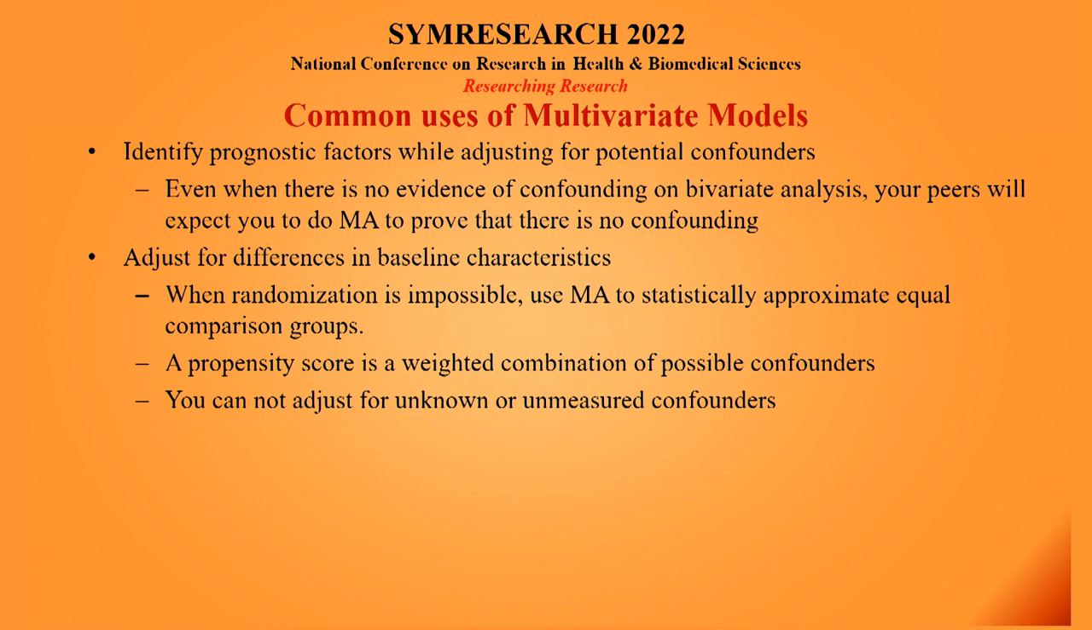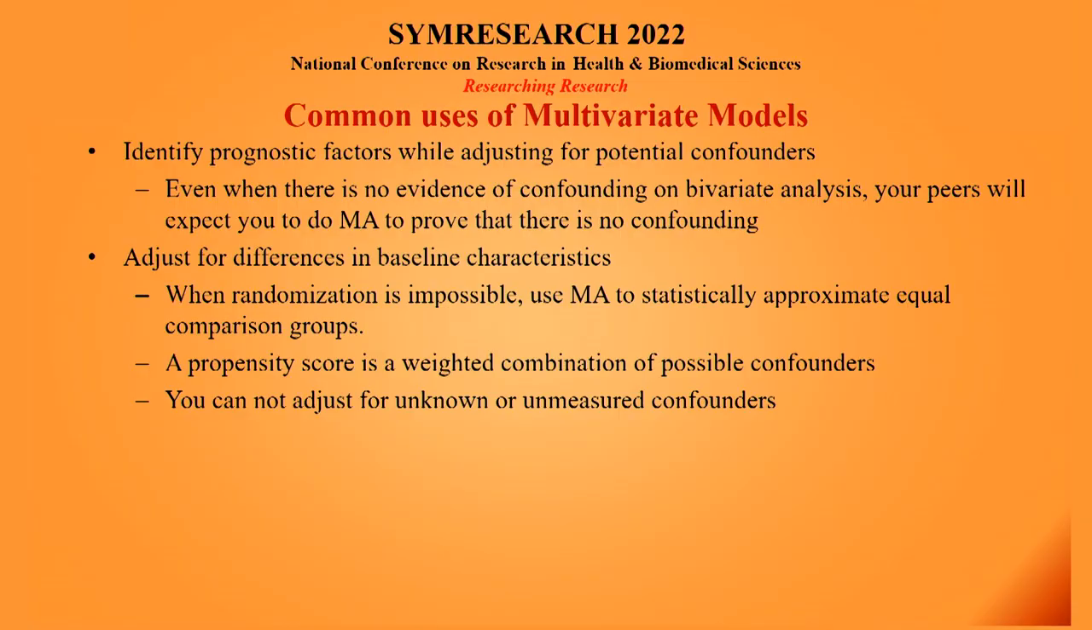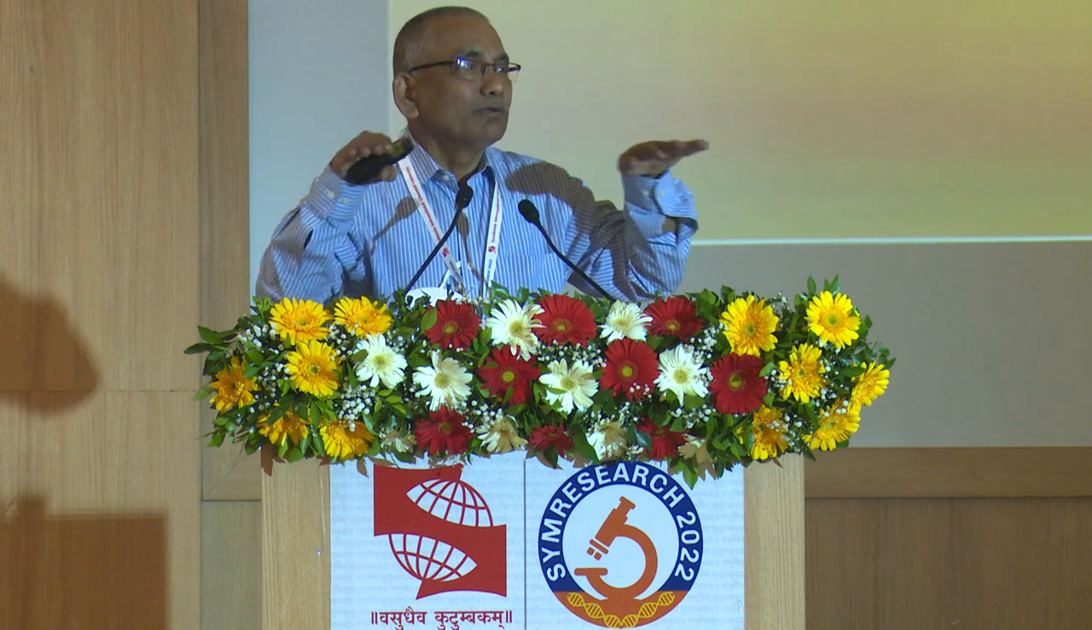See, one is basically to identify prognostic factors by adjusting for potential confounders, adjusting for differences in baseline characteristics, right? And the baseline characteristics, you can do that in RCT, isn't it? You can do it in RCT. Even in propensity score matching, you are doing all that regression, right? When you're doing propensity score matching, all you're trying to achieve is creating a situation as if the two groups are matched. So you're basically matching on confounders.